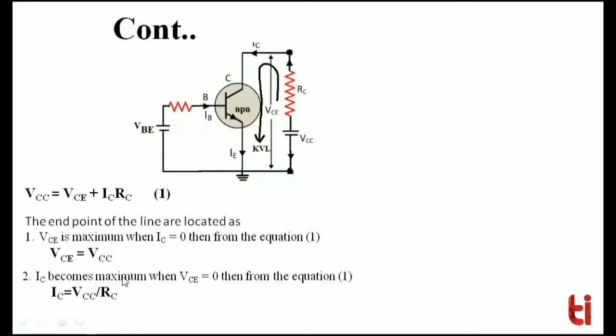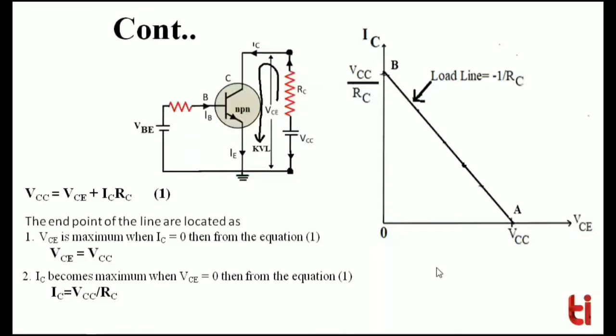Then after determining these two values, VCE and IC, we just draw the x-axis and y-axis. After that we mark point A, which is VCE max, whenever the value of IC is equal to 0, and its value is VCC.